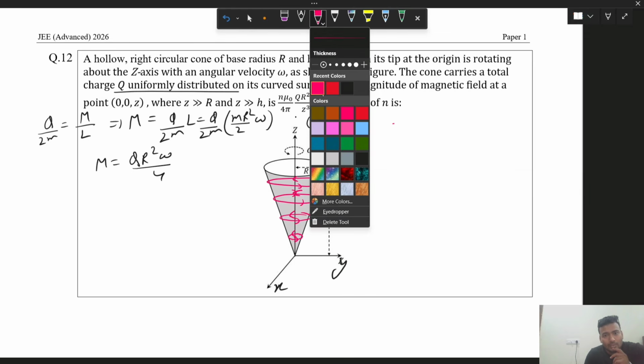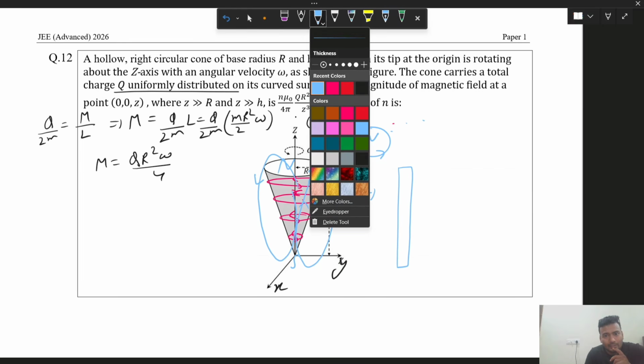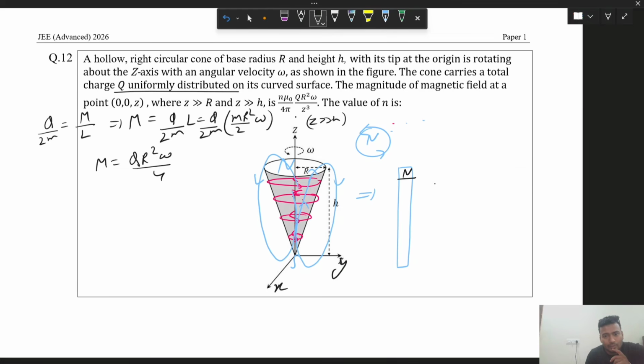So if I try to draw the magnetic field lines, the upper face is behaving like a north because current is moving like this, and the lower is behaving like a south. You can imagine field lines like this, right? So you can actually replace this rotating cone by a long bar magnet, where you have north here and south here. That's why I was calculating the magnetic moment, because you can treat this as a bar magnet, and this z point is somewhere on the axis.